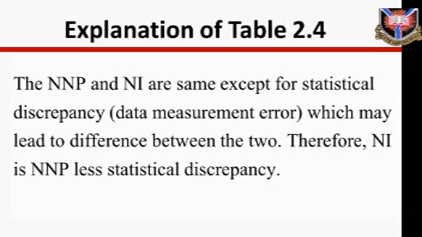between the two. If the government is absolutely accurate in its data collection, its statistical discrepancy will be zero. However, data collection is not perfect and the statistical discrepancy is the measurement error in each period. Therefore, national income is net national product less statistical discrepancy.